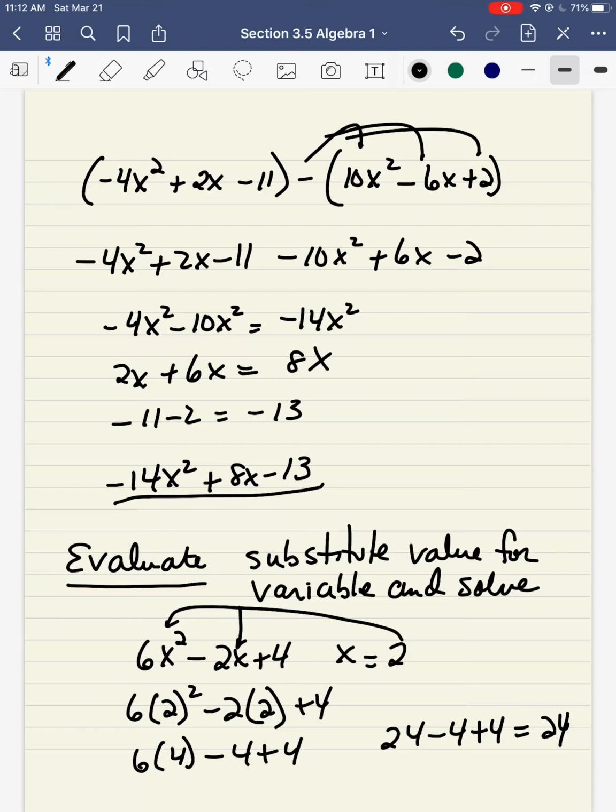So 2 squared is 2 times 2 is 4. Notice I'm not doing 6 times 2 and making a 12 and squaring a 12. Only the 2 is squared and then it's multiplied by the 6, which will give me a 24. Minus 2 times 2 for the second one is a minus 4, and then I still have my plus 4. So 24 minus 4 plus 4 gives me an answer of 24.